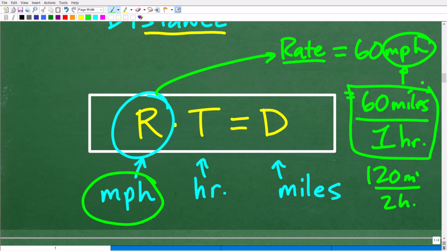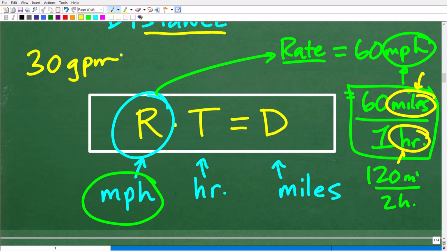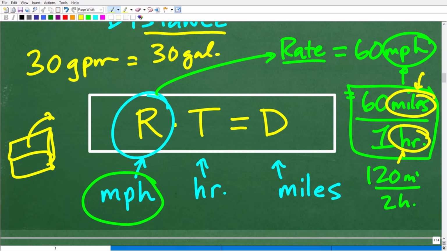Now, to be clear, I did say that a rate is a fraction, but in mathematics, it's a fraction where you're comparing two units of measure that are completely different. So here, I'm comparing distance with time. Another example would be, let's say I have some sort of pump, and it pumps 30 gallons per minute. Let's say I'm pumping my pool out, want to get the water out. So 30 gallons per minute would be 30 gallons per 1 minute. I'm comparing gallons and time. So anytime you're comparing two concepts that are completely different, as with a fraction, you are dealing with a rate.